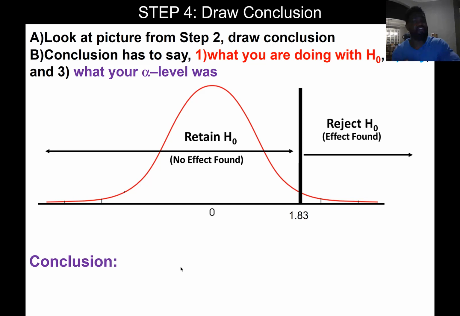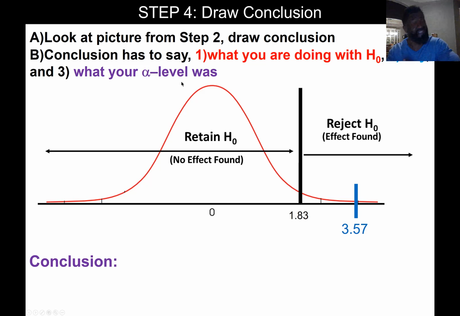And what we have to do is look at the picture that we drew in step 2, and I've pasted it here for you to see. And we have to then say where it lands in respect to that. So you can already see, right? 1.83 was the number we had to beat, and we in fact did beat it, right? We are out here at 3.57, and it falls in the area where we say we're going to reject the null hypothesis.